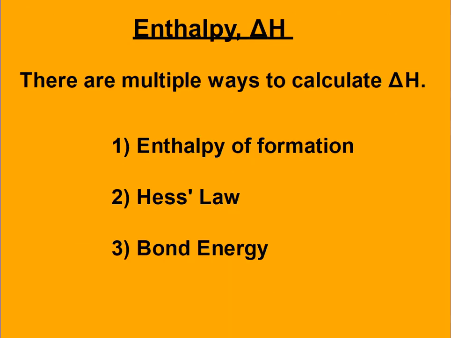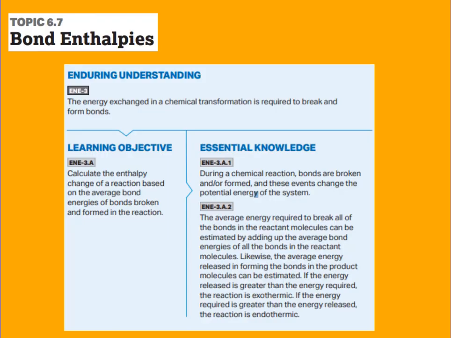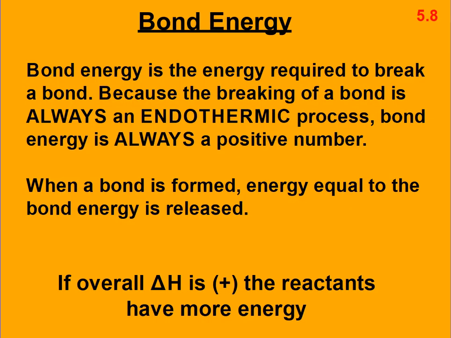So there are multiple ways of calculating delta H, or enthalpy. We can do delta H of formations, we can do bond energy, we can do Hess's law. Let's look at bond energy first. So bond energy is the energy required to break a bond. Because the breaking of a bond is always an endothermic process, because bonds don't just break apart, bond energy is always a positive number. When a bond is formed, energy equal to the bond energy is released.